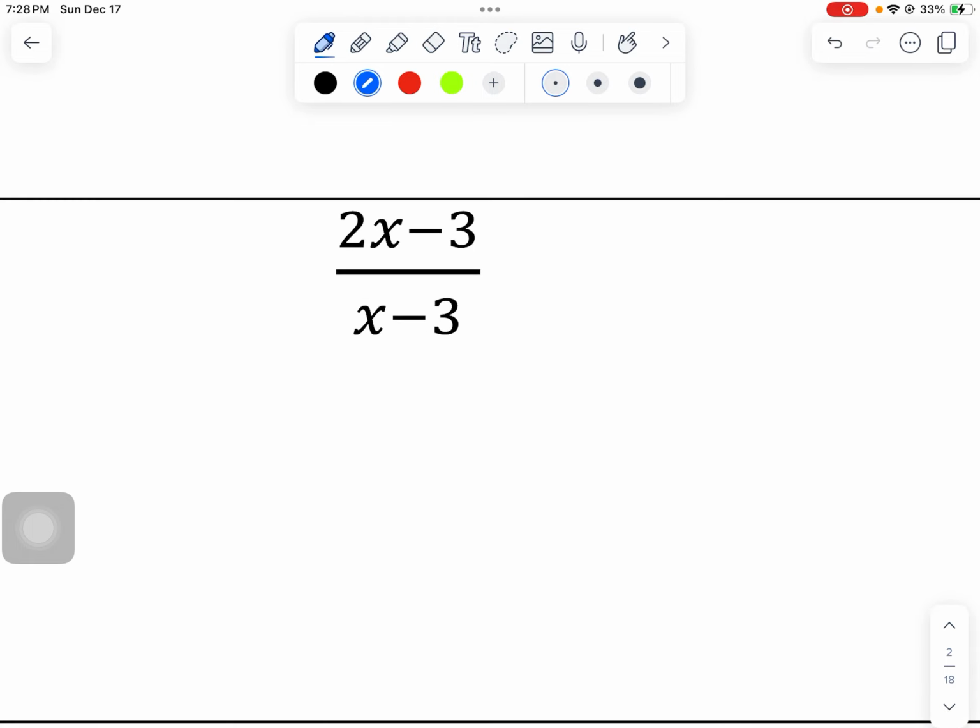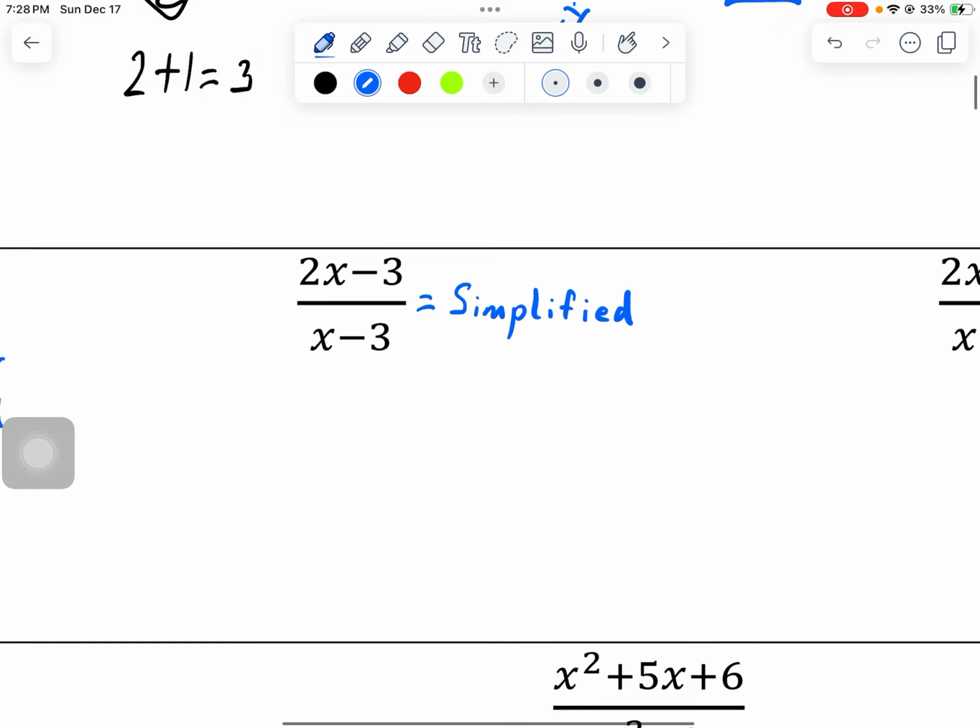Okay, let's look at this one here. We have 2x minus 3 over x minus 3. We look at our top terms and we don't see anything we can take out of either of them. Same with x minus 3. So in this case, we're just going to write simplified. There's nothing more that we can take out of these in some instances.